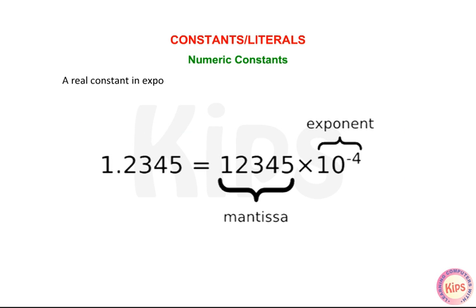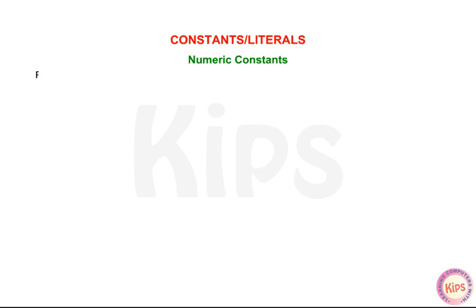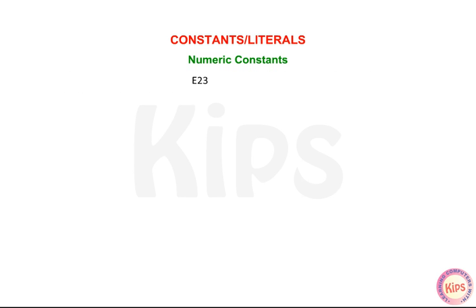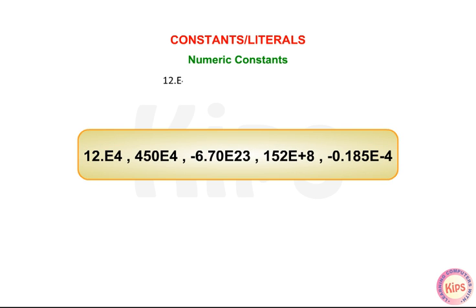A real constant in exponent form consists of two parts, mantissa and exponent. For example, 1.02 × 10^23 can be written as 1.02E23, where 1.02 is the mantissa part before E and 23 is the exponent part after E. E23 represents 10^23. The valid real literals in exponent form are as follows: 12.E4, 450E4, -6.70E23, 152E+8.